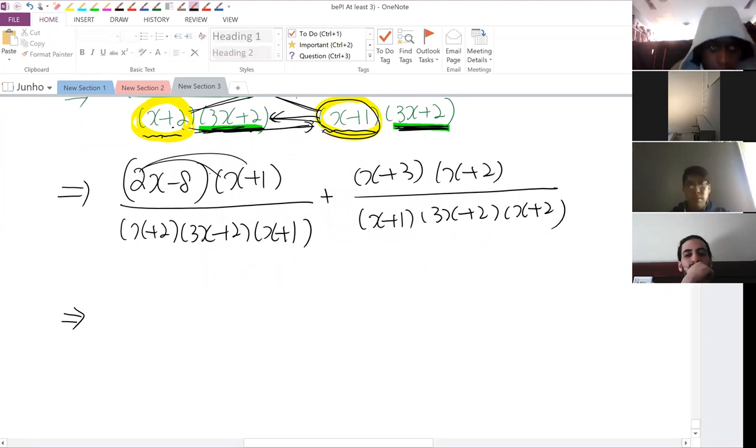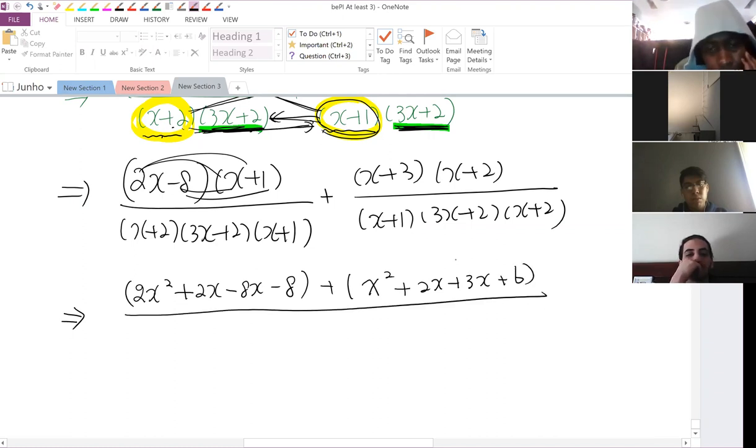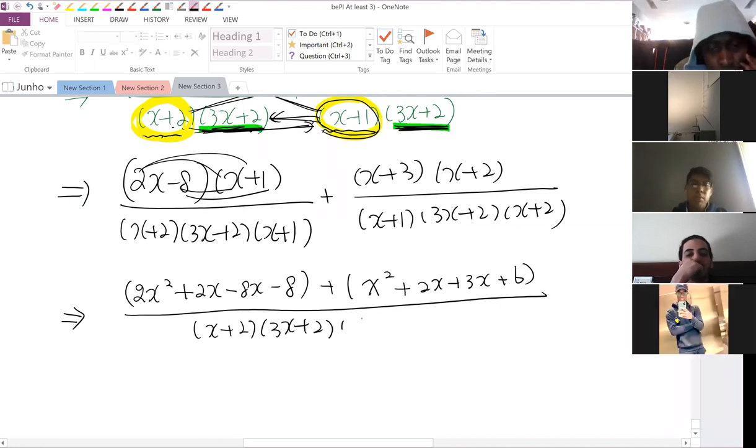Okay. So now, please expand it for me. Then this becomes 2x squared plus 2x minus 8x minus 8. Please make sure, if I make a mistake. And plus x squared plus 2x plus 3x plus 6, over x plus 2, 3x plus 2, and x plus 1.